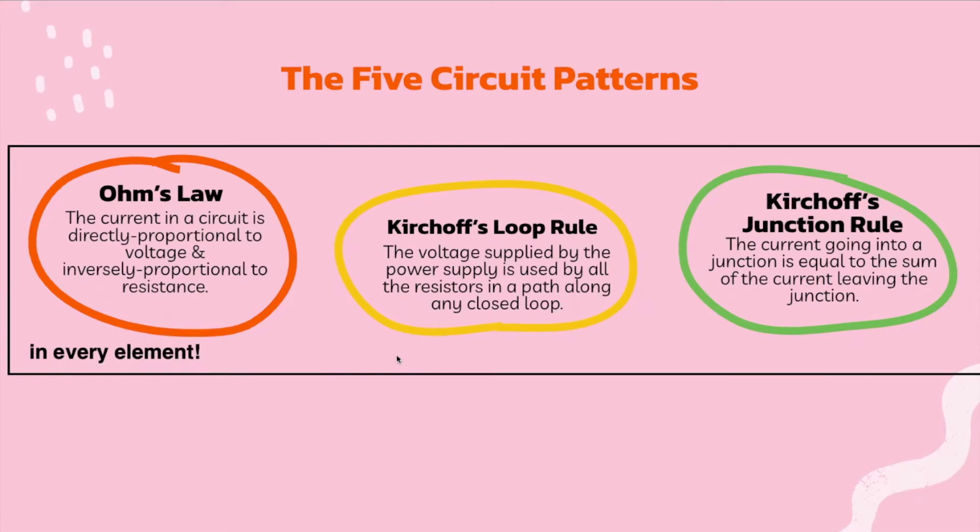The whole circuit has to obey loop rule. And that has to be true because this is saying a conservation of energy. So it's always true. The energy put out by the battery is used by the resistors in its path. Finally, junction rule is another one of those always true rules because this is another rewording of conservation of charge.